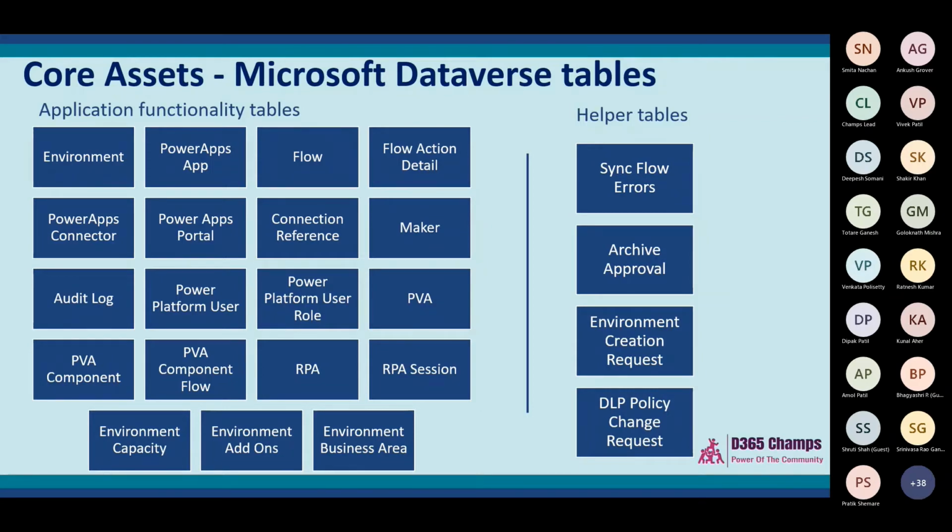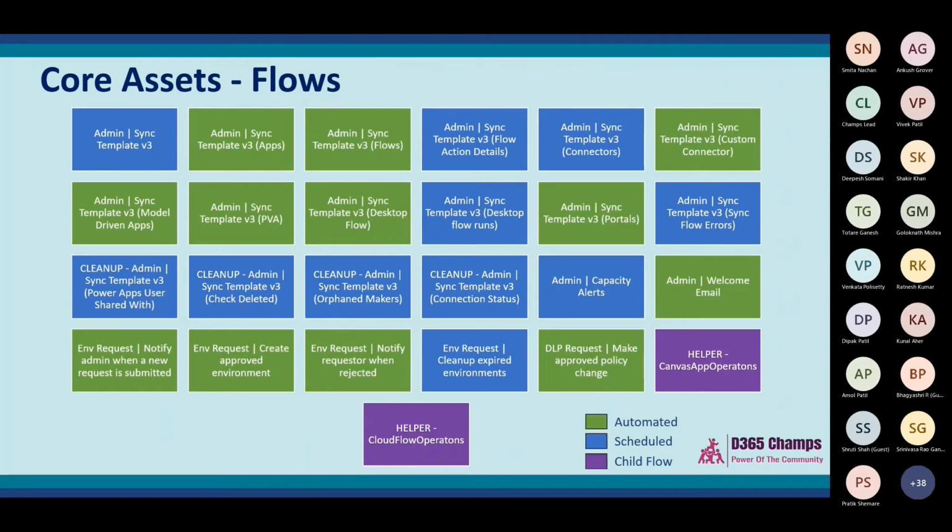The second part of the core assets that we have is the flows, because as we said, flows are the core part of this core solution, which can run through your environment and get the information about all of the apps, flows, and Power Virtual Agents that we have inside there, and then from there we'll be able to see that. So here again we do have those flows, and a few of the flows are automated flows, a few are scheduled, as well as the child flows.